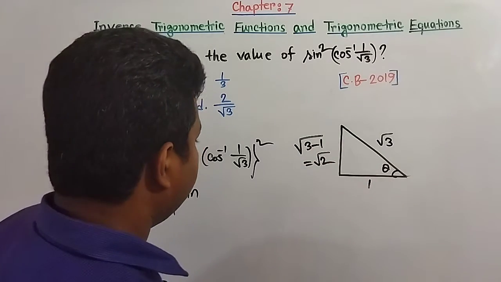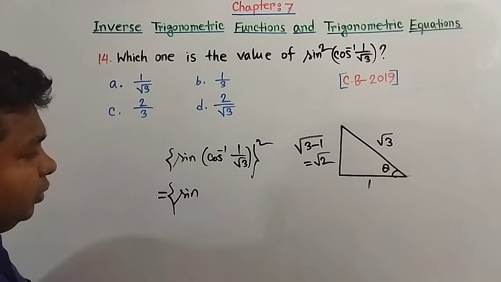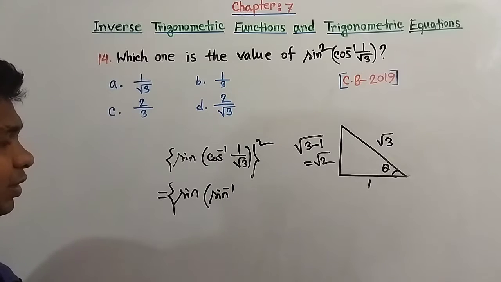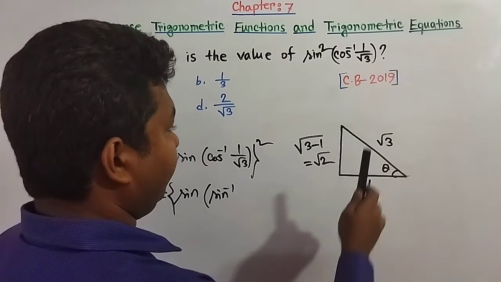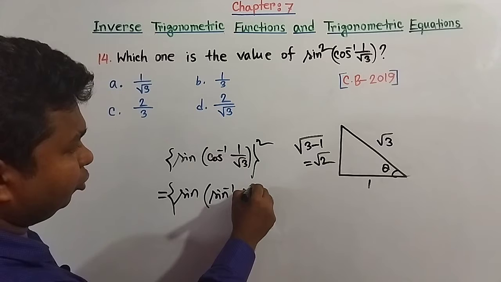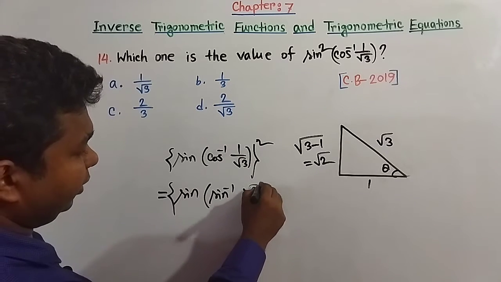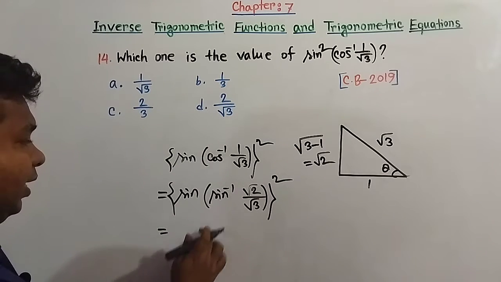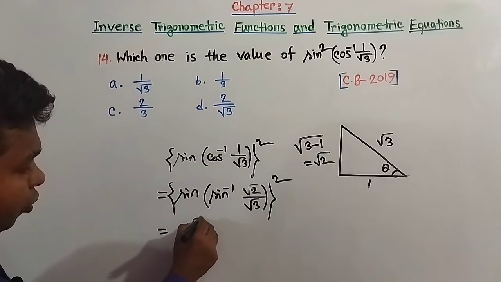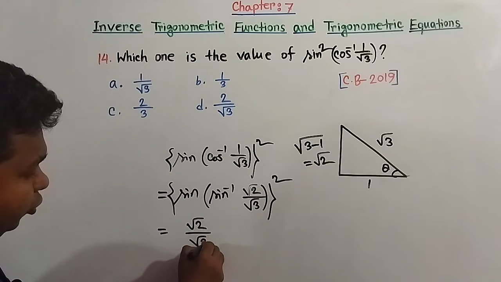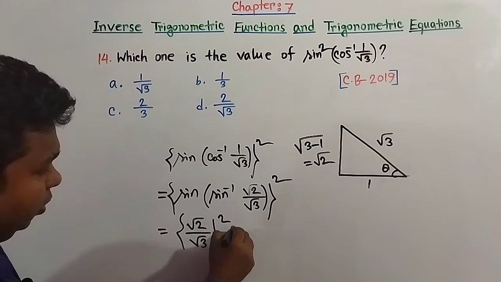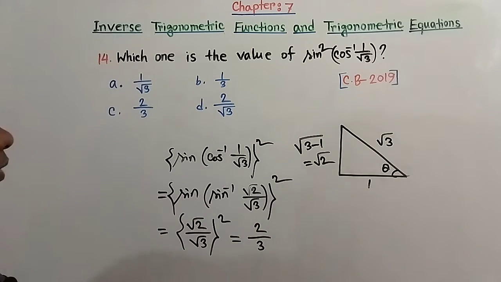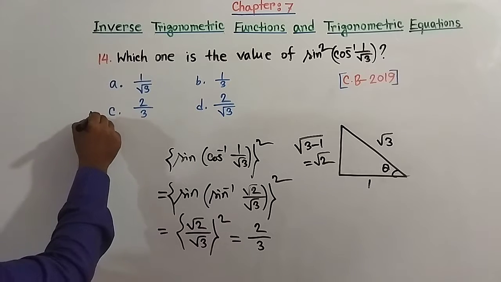so root 2. Now cos inverse 1 by root over 3 can be written as sin inverse, we know sin theta equals perpendicular by hypotenuse, so sin inverse of square root 2 by square root 3, whole square. Now here sin and sin inverse will be cancelled, so square root 2 by square root 3 whole square. By squaring this we will get 2 by 3, so our required answer is option C, that is 2 by 3.